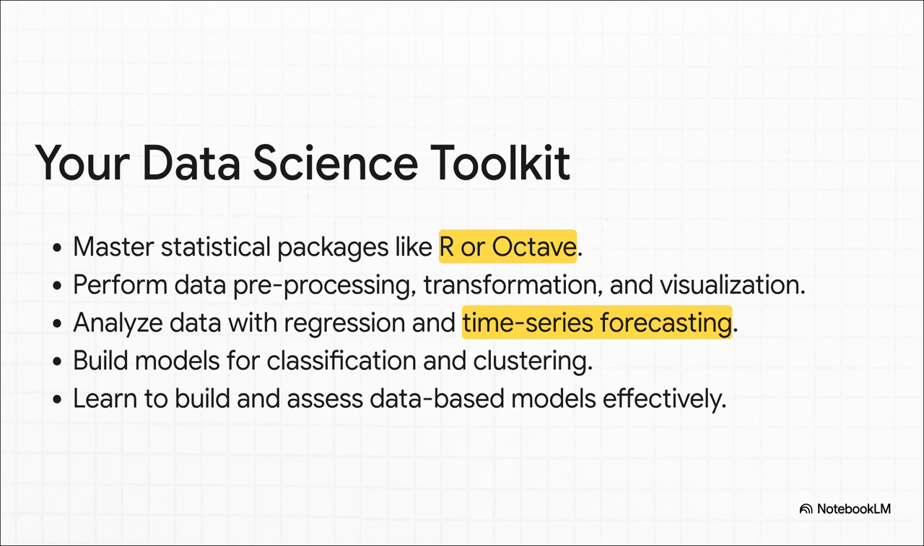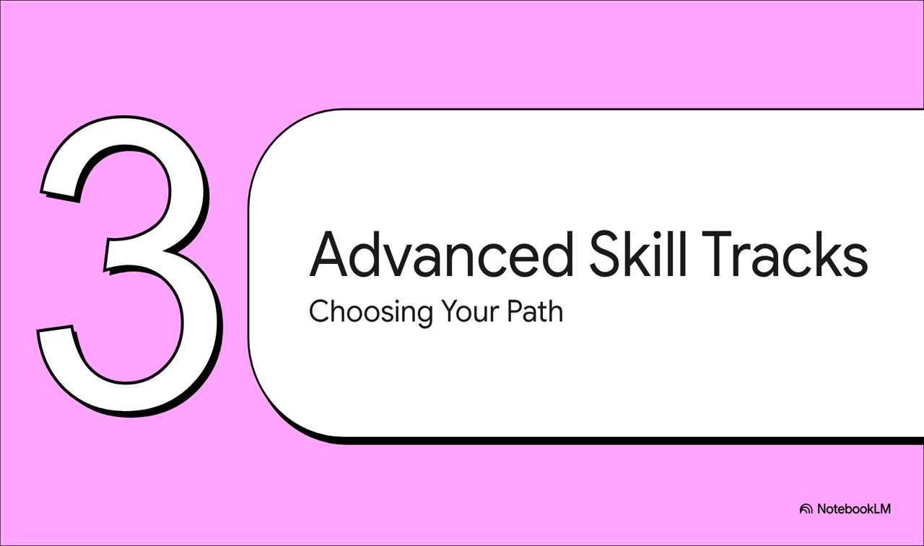You're going to get your hands dirty with software like R or Octave. You'll learn the super important real-world skill of cleaning up messy data, making cool visualizations to see what's going on, and then building models to predict the future or classify what you have. So once that foundation is solid, it's time to specialize. This is where you really start to push into the advanced frontiers of AI and decide what kind of expert you're going to be. It's like choosing your character class in a video game.